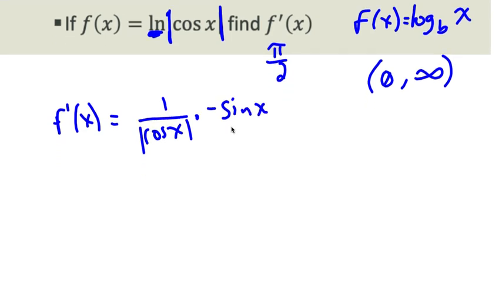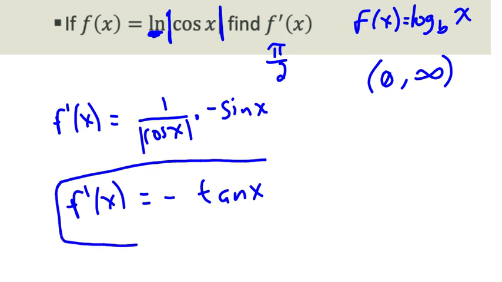Okay, now, like I said, because we have that idea of the inherited domain for cosine, we know that this is going to be positive. It can't be 0 because it's under the denominator of a fraction. So really, we can just look at this as 1 over cosine x. So what is negative sine over cosine? And hopefully you know that that is negative tangent. So negative tangent x would be our final answer for that one.